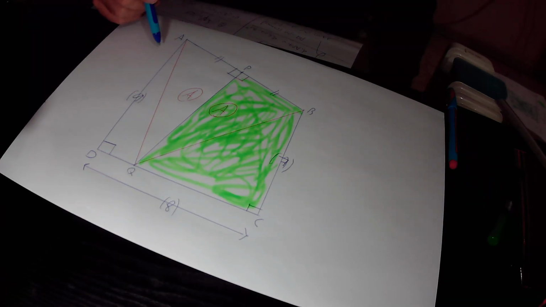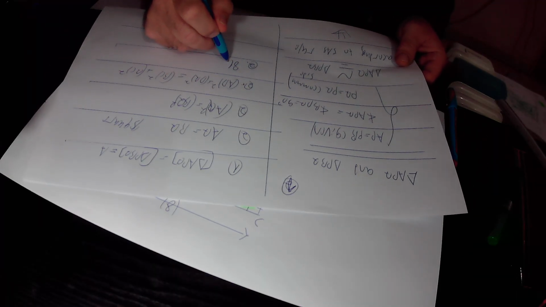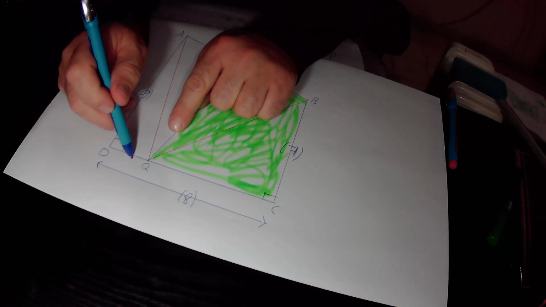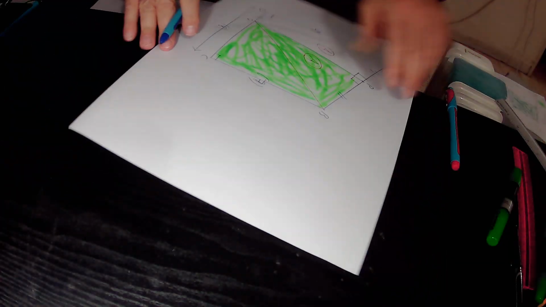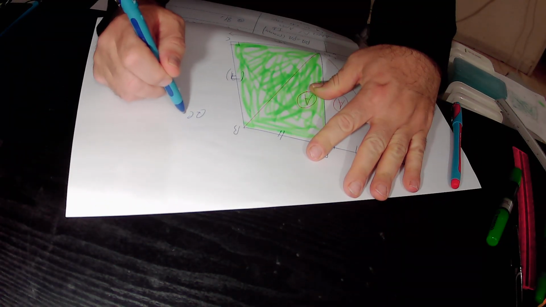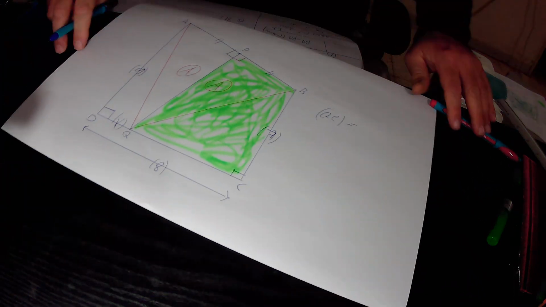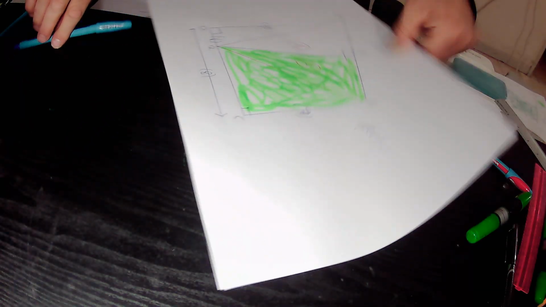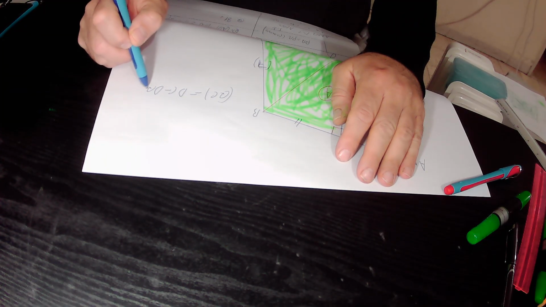AD is 9, therefore AD square is 9 squared, that is 81, plus DQ square. We define the length of DQ as x. What is the length of QC? From the diagram, it is very easy to see that QC equals DC minus DQ.